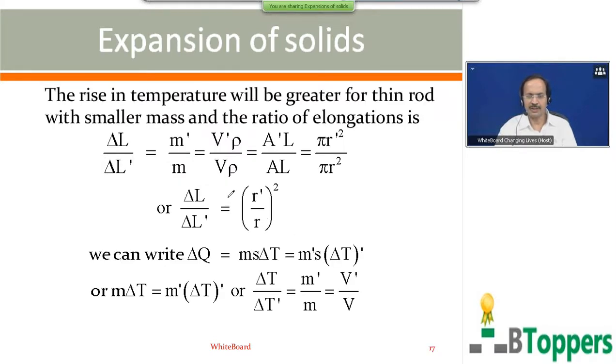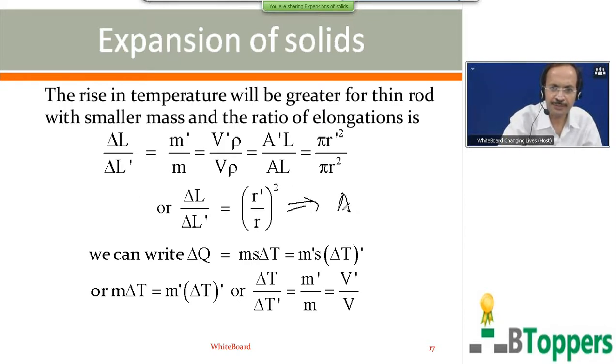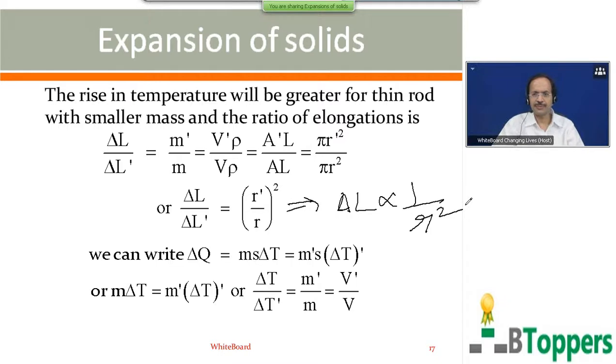But the ratio of the increase in the length of the first rod to the increase in the length of the second rod is equal to the square of the inverse ratio of the radius of cross section. That means delta L is inversely related to R square for this case. I'd like to show you one problem based on this case too.